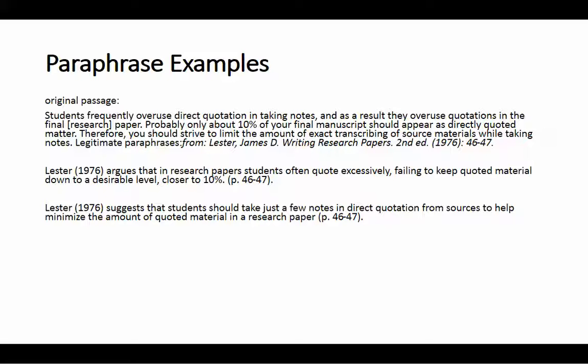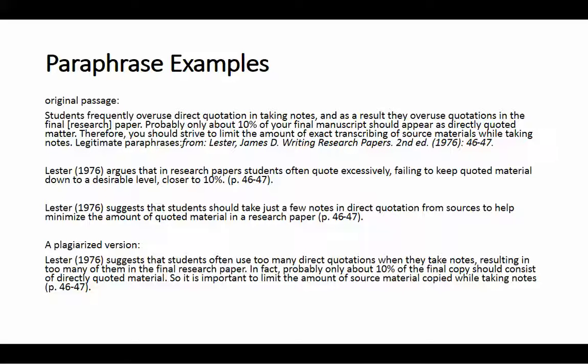So in the second example, again uses that in-text citation method. Lester, 1976, suggests that students should take just a few notes in direct quotation from sources to help minimize the amount of quoted material in a research paper, pages 46 and 47. Now let's also look at one that would be considered a plagiarism. If you don't change the material enough, even if you cite it, it can be considered plagiarism. And this scares some students off, but don't be scared by it. It's just a matter of, again, going back to that note-taking and really reading the material closely.